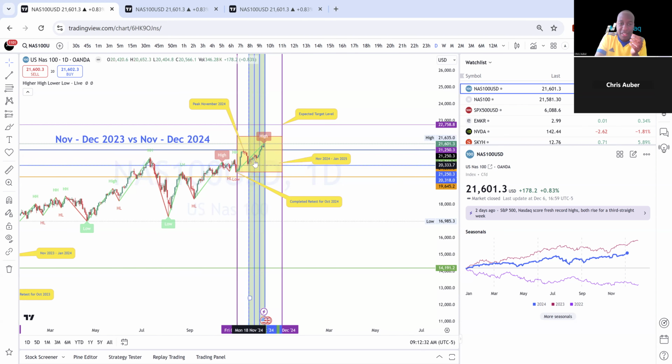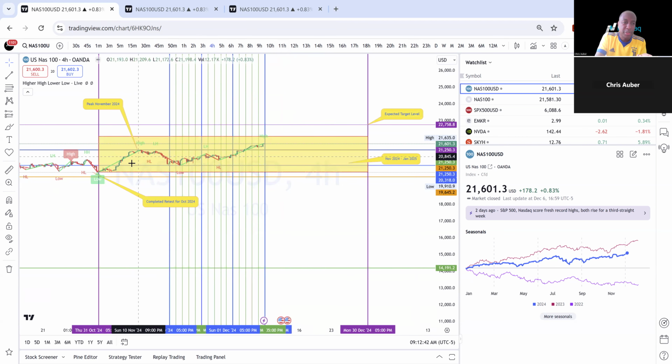In order to see these higher lows, you have to move down to smaller time frames. So, like, this is the day. Let's look at the 4-hour, for example. On the 4-hour, here you go. We have the low that was created.